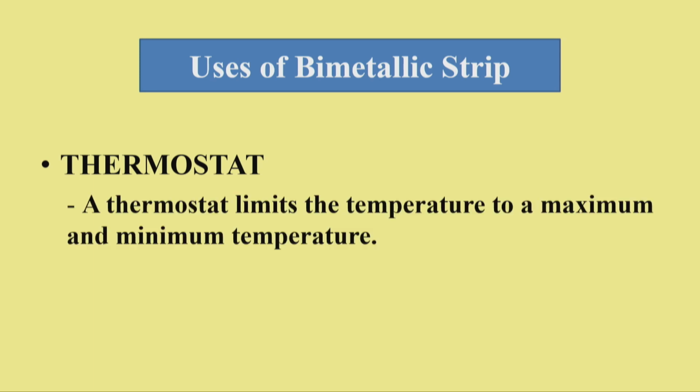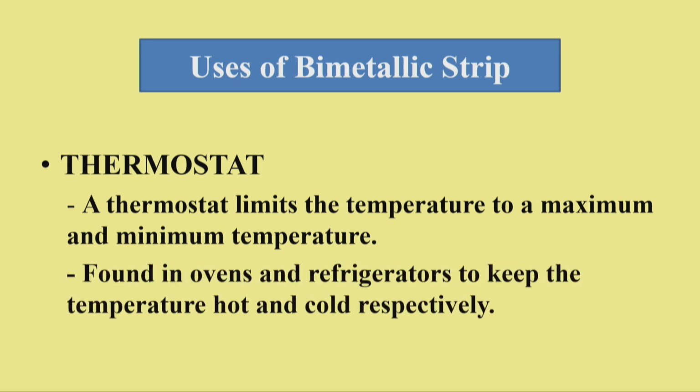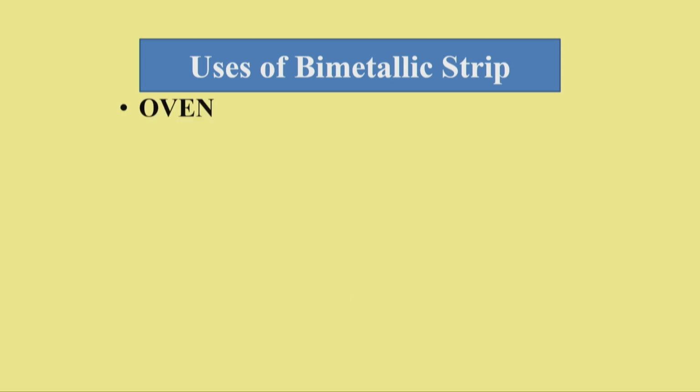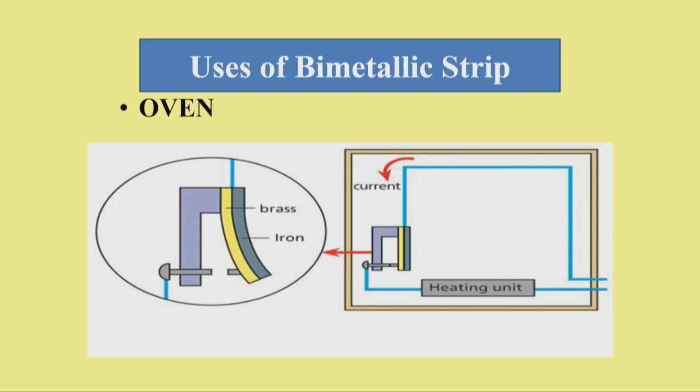A thermostat keeps temperature constant. It is found in ovens and refrigerators to keep the temperature hot and cold respectively. In an oven, heating takes place when the current is flowing. When the temperature is too high, the strip bends away to break the contact and current eventually no longer flows.